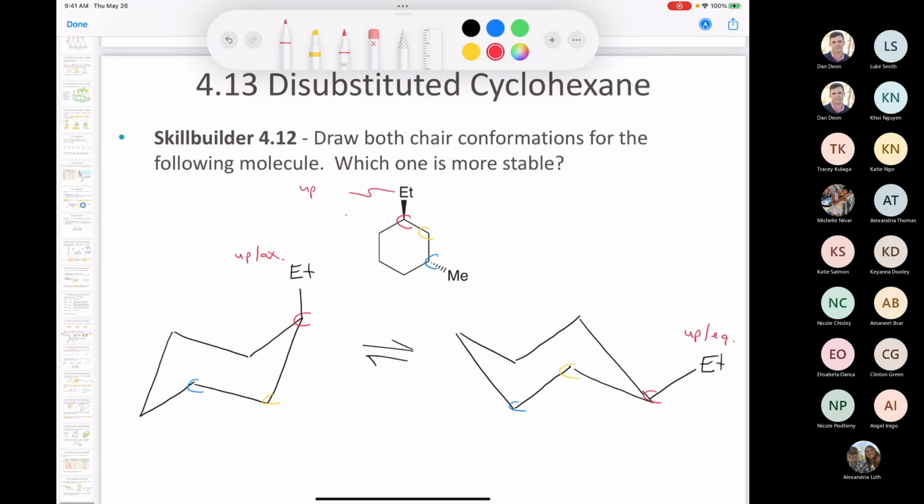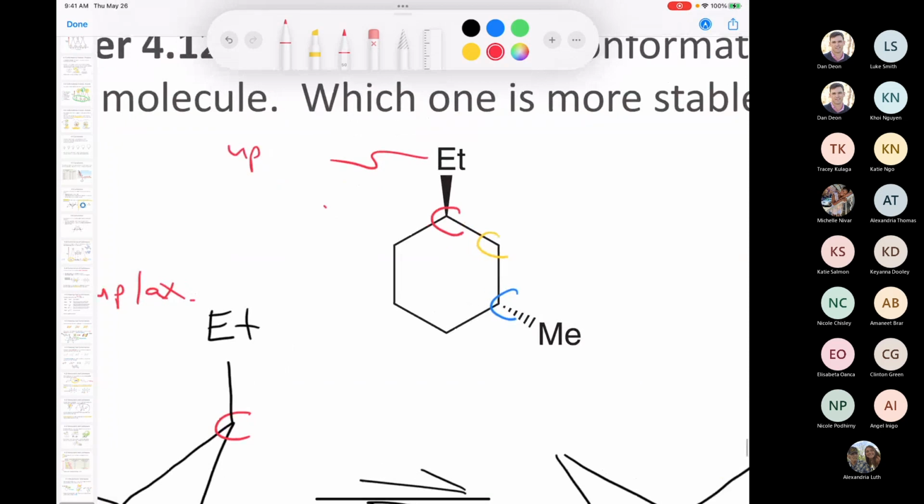Okay, so I have a question for all of you. If I just show this hydrogen that's pointing up here, like this, if the ethyl group is up, if this is up and axial, what would this up be? Would this be up and axial or up and equatorial for this hydrogen? Exactly, it's going to be up and equatorial because we know that up alternates. Up and axial, up and equatorial, up and axial, up and equatorial.